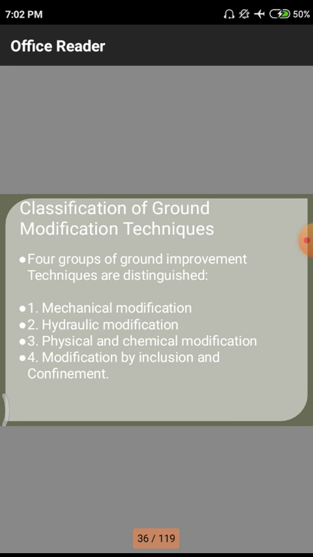Next we have hydraulic modification. In hydraulic modification we change the hydraulic properties of the soil, and we have to increase or decrease the water content lying in the lower layers of the strata. By using hydraulic modification, we modify the soil parameters up to the level required for the particular project. Next, physical and chemical modifications.